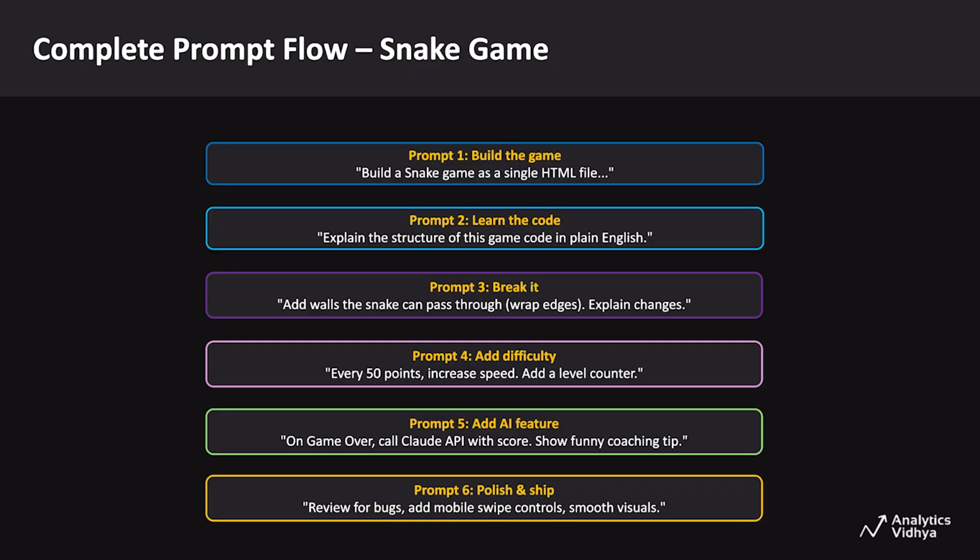If we look back, the whole build can be understood as a sequence of prompts. First, we create the game, then we ask Antigravity to explain the code. After that, we change logic, add difficulty, introduce an AI feature, and finally polish the result for shipping. This is a great example of how Antigravity supports development as a prompt-driven iterative workflow.